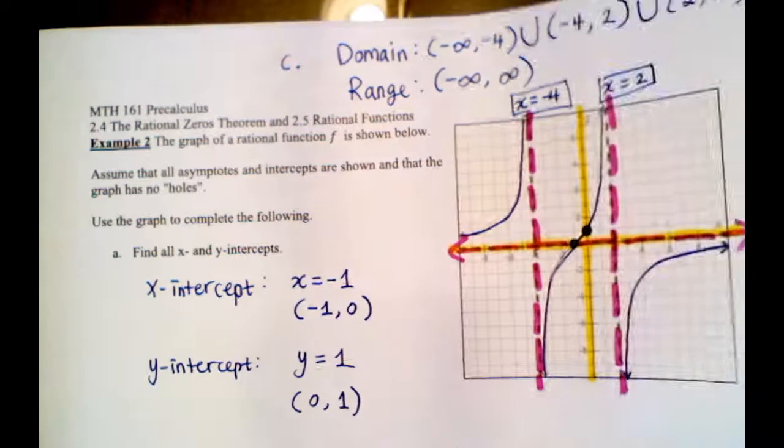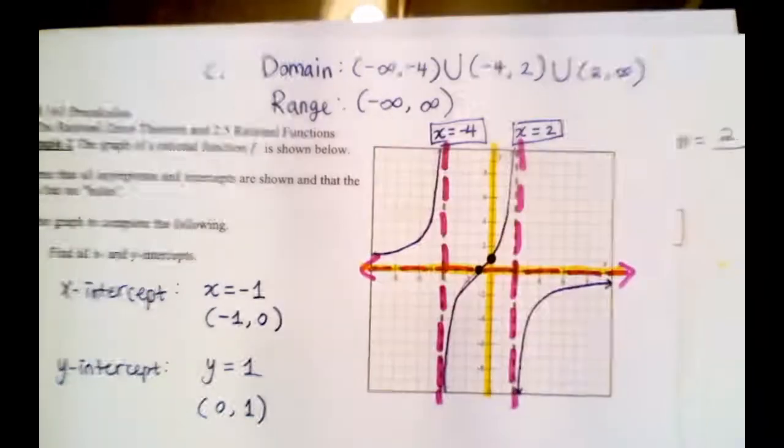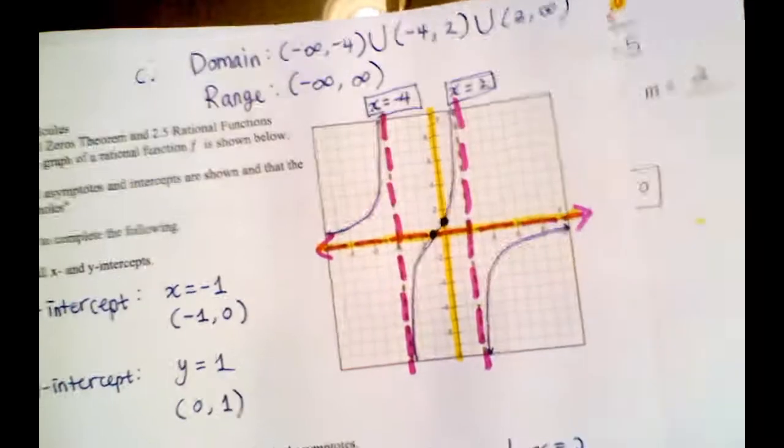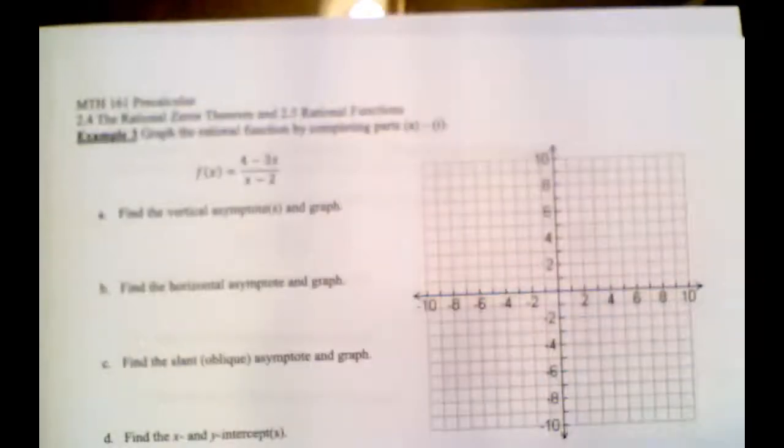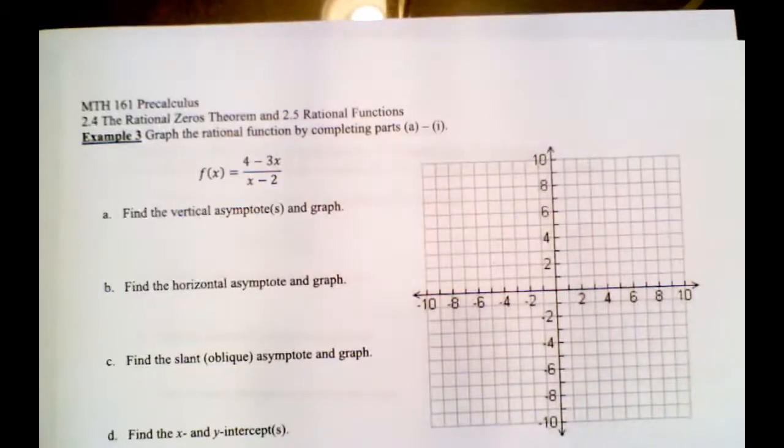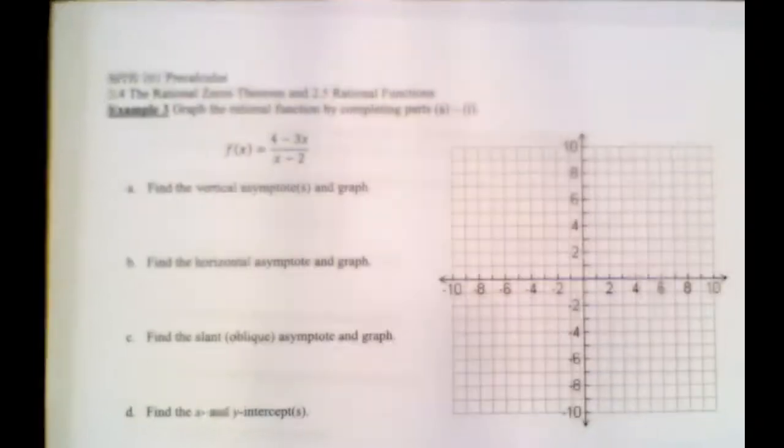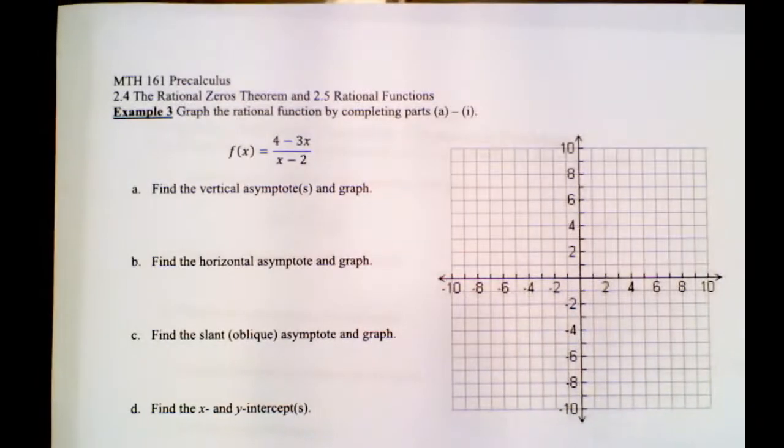I do love putting something like page 7 on your exam, and I do have one that I'm going to ask you to try after this. So example 3, we're just doing everything together, and eventually we will graph one without a graphing calculator. Let's find the vertical asymptote and graph it.